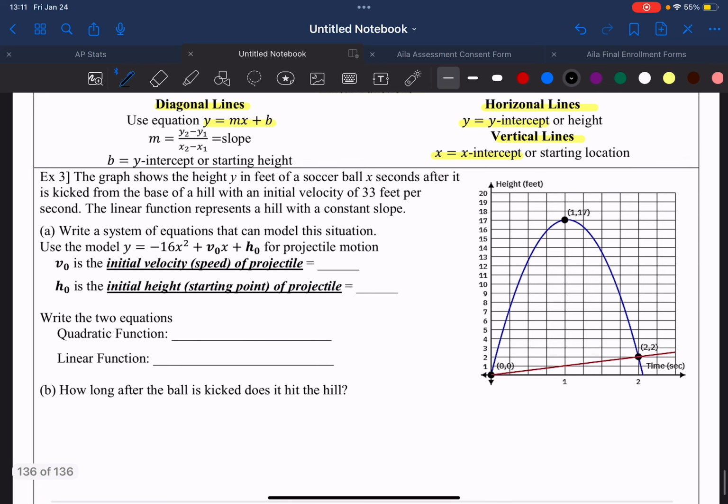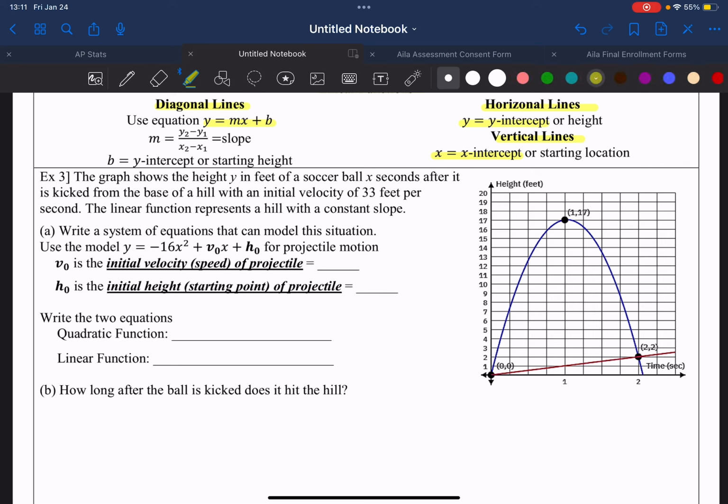So let's look at the example. The graph shows the height y in feet of a soccer ball x seconds after it is kicked from the base of a hill with the initial velocity of 33 feet per second. The linear function represents a hill with a constant slope. Part A, write a system of equations that can model the situation. Use the model y is equal to negative 16x squared plus v naught x plus h naught for projectile motion.